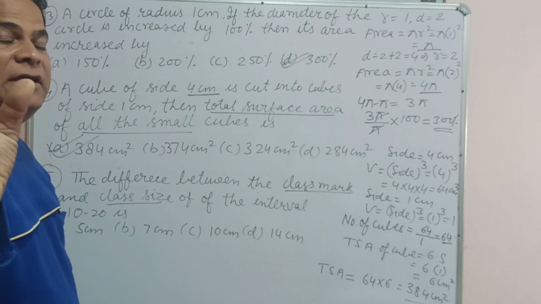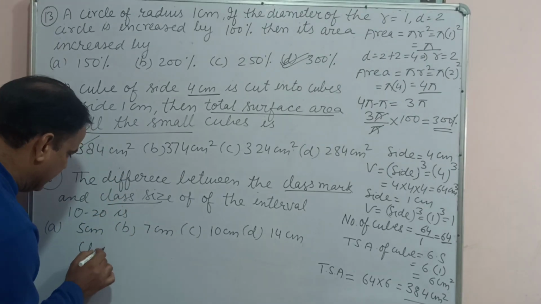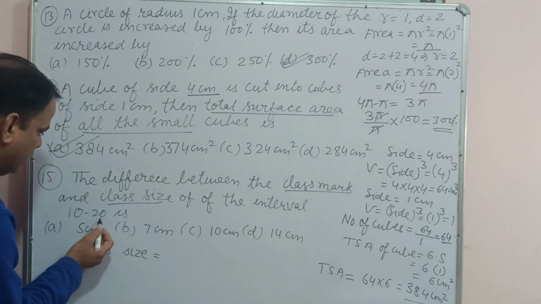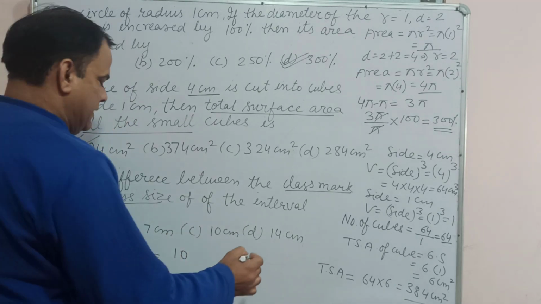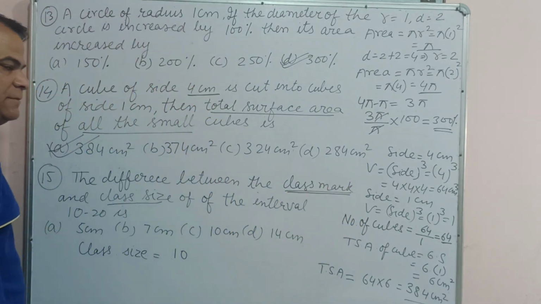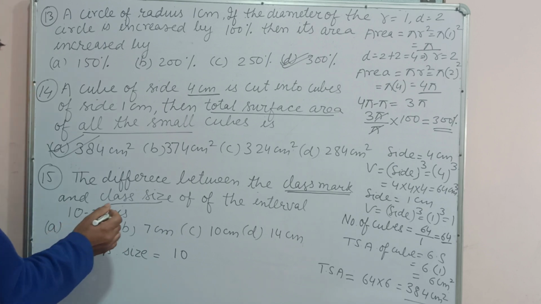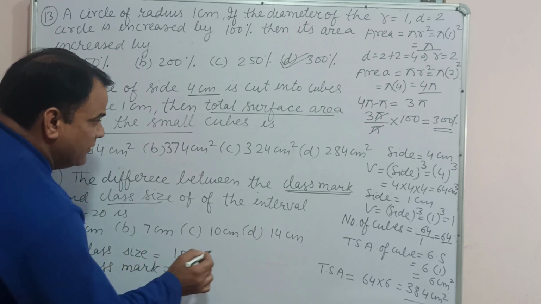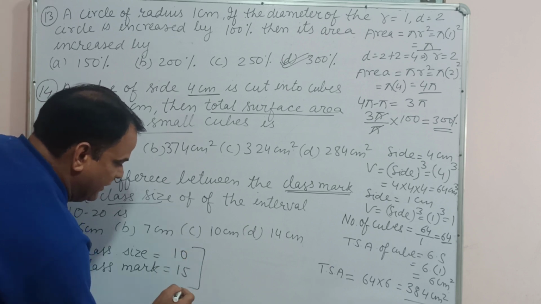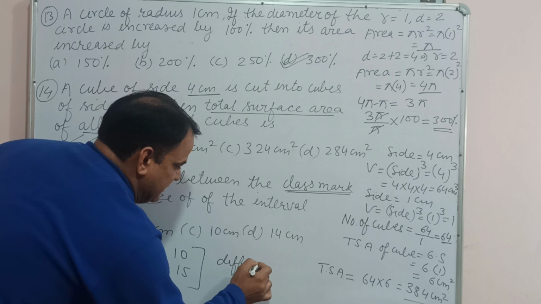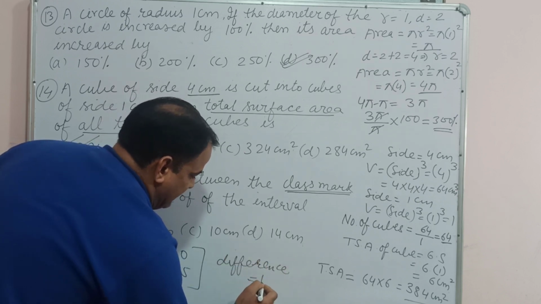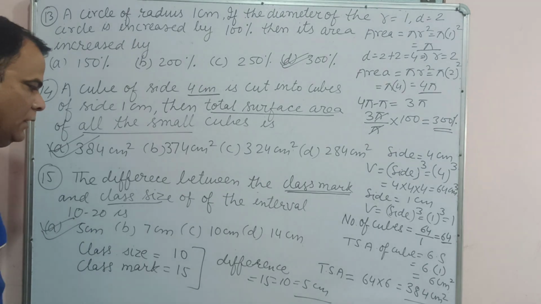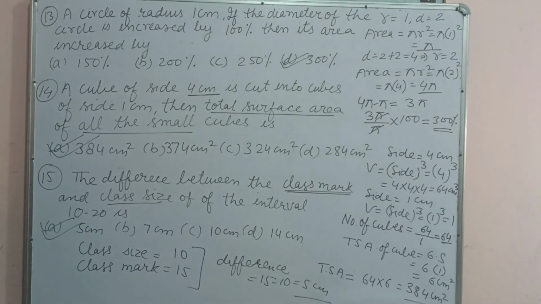Class size is the difference between the two values. So we can say that class size equals the difference between 20 and 10, which equals 10. And the class mark is the mid value of both the given values. The mid value of 10 and 20 equals 15. Now we have to find the difference of these, and we can see that the difference equals 15 minus 10 equals 5 cm. So our answer will be option A, 5 cm. You can take a screenshot of this solution.